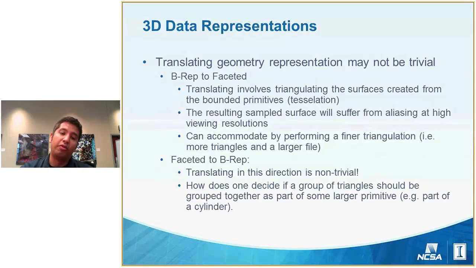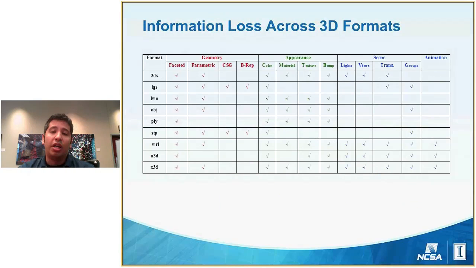The opposite, going from a faceted representation back to BREP, is not trivial at all. So that's kind of getting into the AI kind of things, is how do you determine these set of triangles are part of some sort of curve? How do you tell it's a sphere? So you can kind of try to fit it to a sphere, but there's going to be noise, there's going to be variable information loss if you can do it at all. So that's something you have to keep in mind as well.